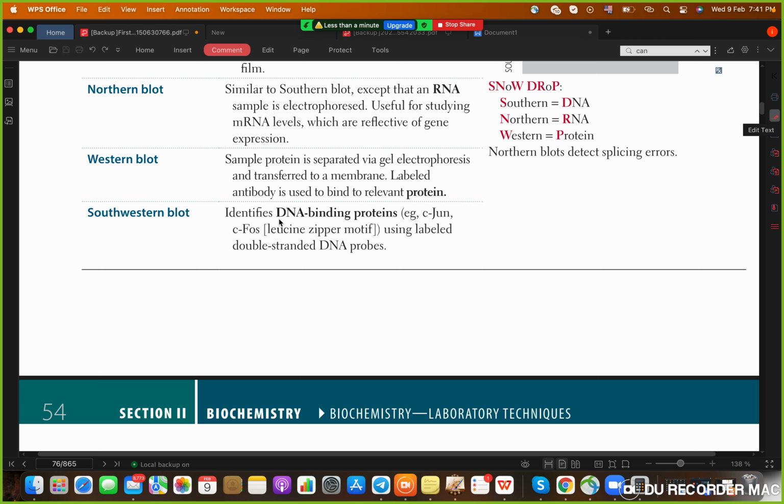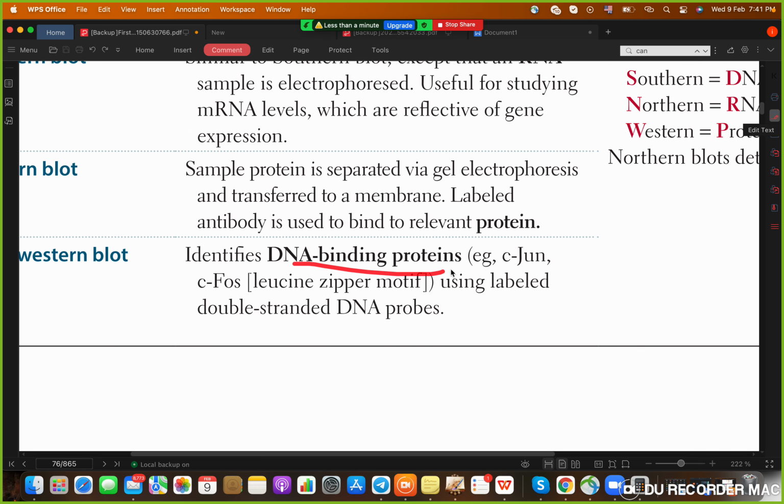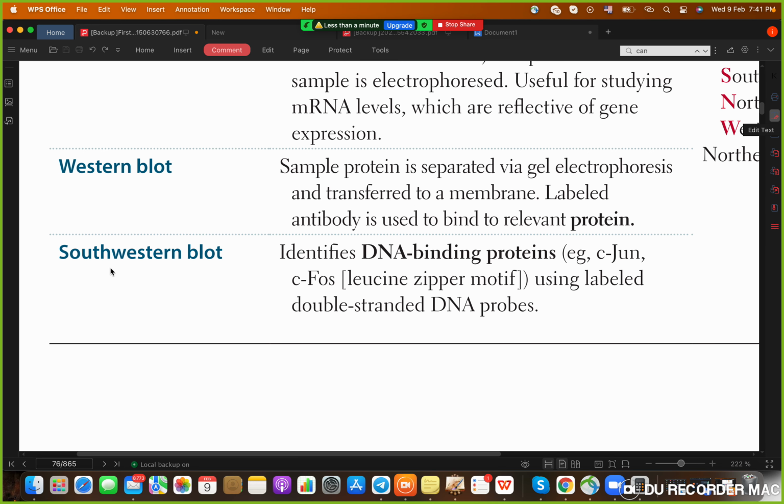So the Southwestern is to identify a DNA binding protein, basically a transcription factor, including transcription factors like c-Jun and c-Fos, which have the leucine zipper motif, using labeled double-stranded DNA probes that help us to identify the DNA binding protein, which is basically, write a note, a transcription factor.